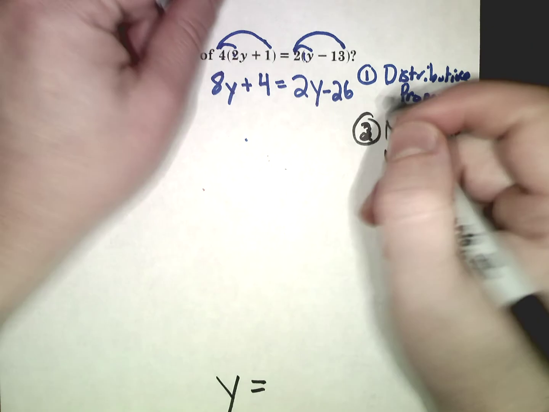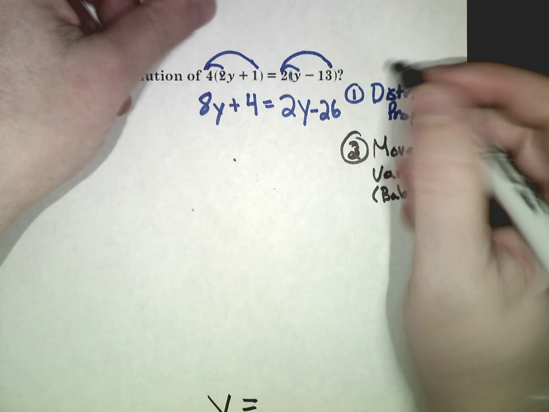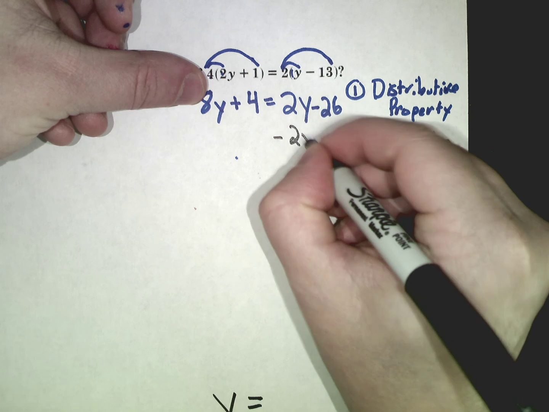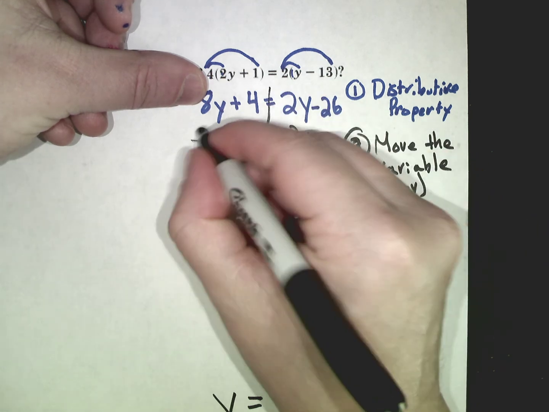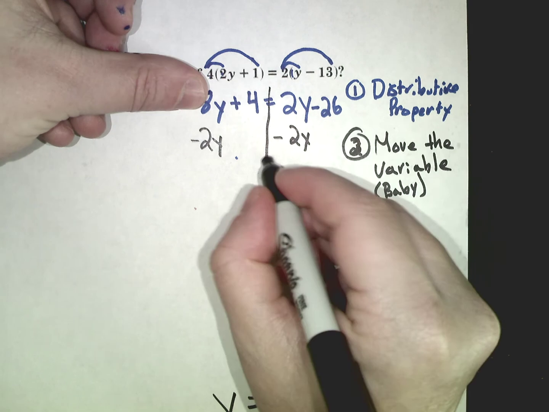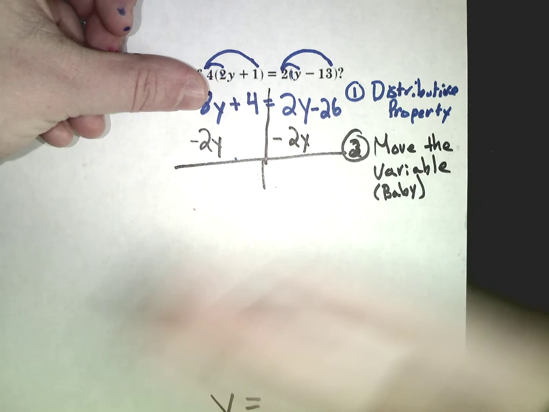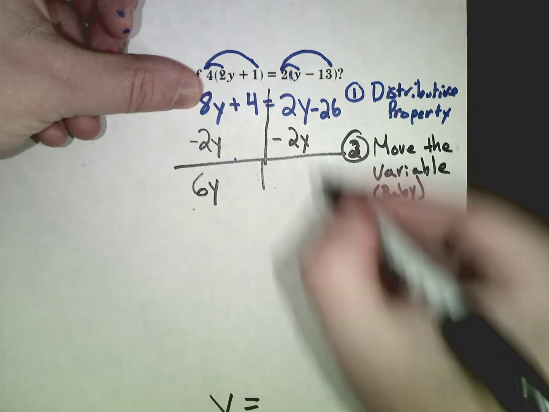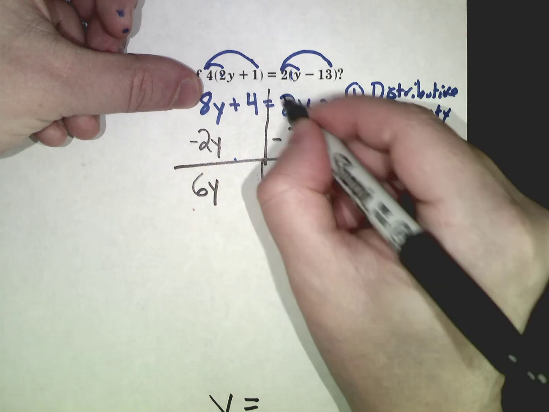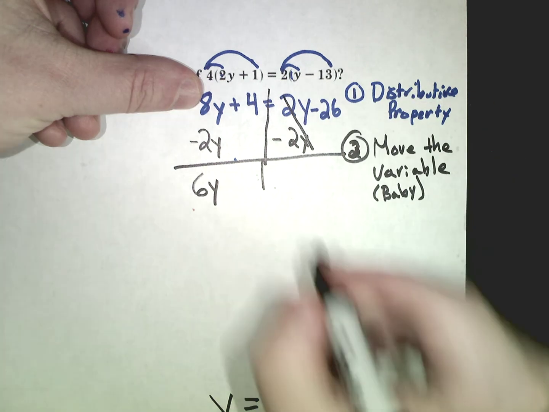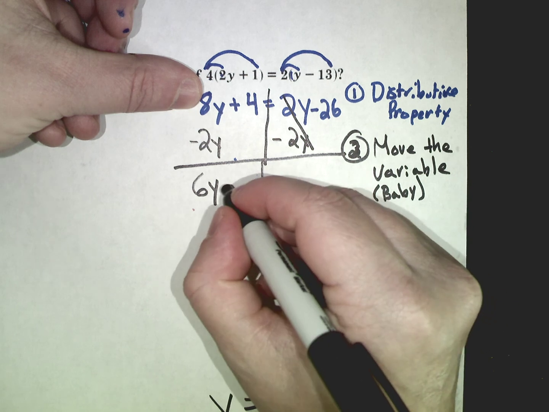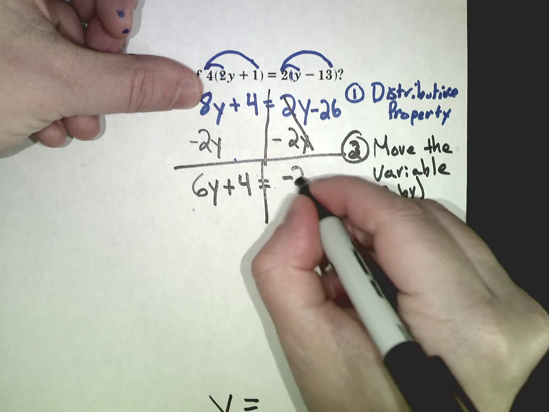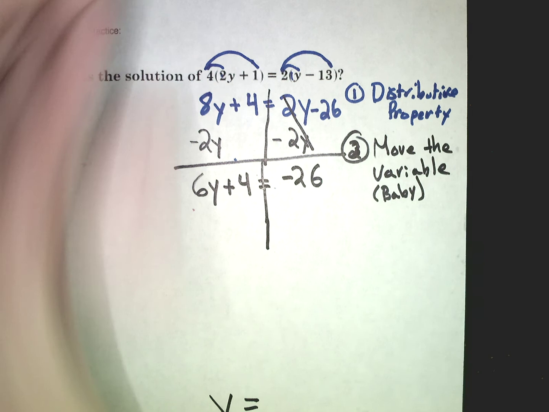So here I'm going to say, well, I have to move the y. I'm going to use my move the baby strategy. Instead of moving that, I'm going to move negative 2y. I do negative 2y here. Now, I only do it to the y's because I can't do anything to the 4. So 8 minus 2 is 6y. 2 minus 2 is 0. That gets rid of it. Now let's bring down everything else. Plus 4 equals minus 26.